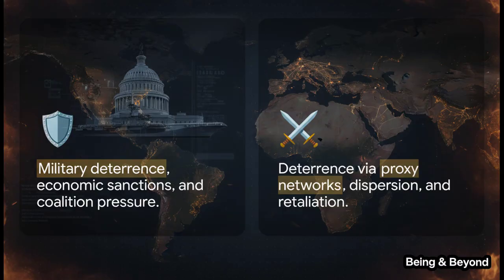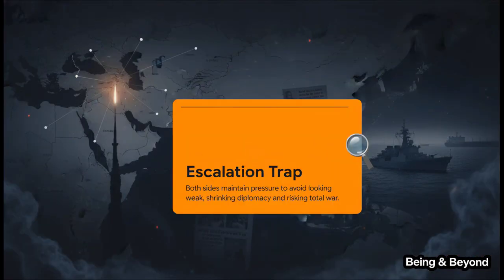traditional interstate warfare. And this dynamic creates what military strategists call the escalation trap. Imagine a highly volatile situation where both sides maintain immense, compounding pressure simply because they cannot afford to appear weak to their domestic audiences or regional allies. As each side escalates to establish deterrence, they severely shrink the space for diplomacy and drastically increase the risk of an all-out war. Modern conflict is basically an exercise in controlled risk.